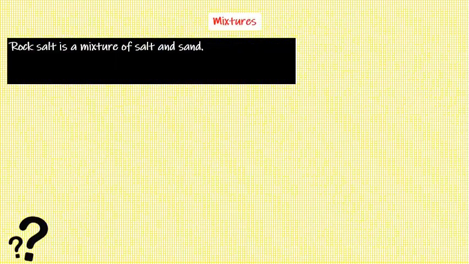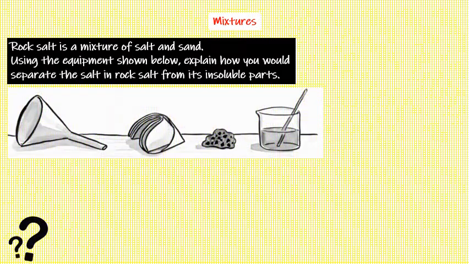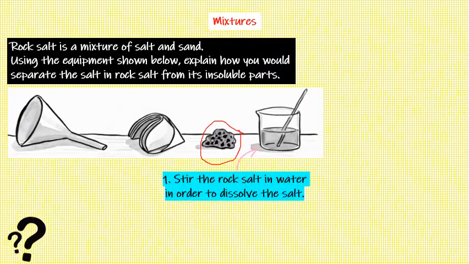What about this question? How can you separate a mixture of salt and sand using the following materials? A rock salt is a mixture of salt and sand. And what we have to do is to separate the salt from the sand. What is the first step to do? Yes, good job. We will put the rock salt in water. We will stir the rock salt in water so the salt will dissolve in it. Then we will have a mixture of water, salt, and sand.